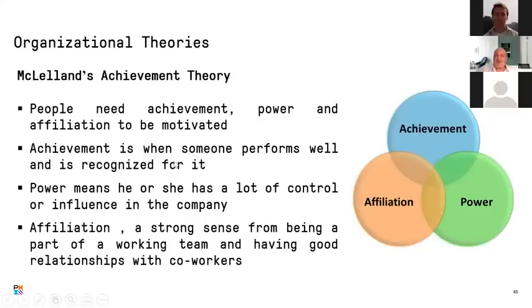So achievement is when someone performs well and is recognized for it. So it is not only that I have achieved something, but I'm also recognized for it. Recognized does not mean rewarded. There are two words: rewarded and recognized. Recognized is when someone says, Ahmed, well done. This is a recognition. Ahmed, well done. This is your bonus, or you have been promoted to this title. So this is a reward. So achievement is someone performing well and being recognized for it.